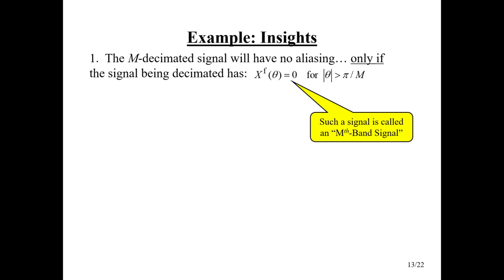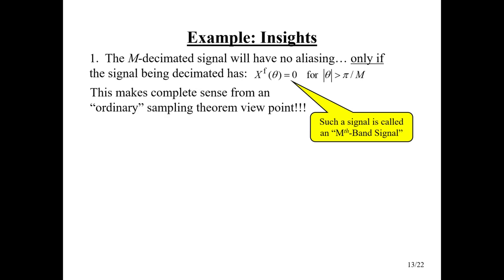I just said it. There will be no aliasing if the signal that we are decimating has a spectrum that's 0 outside of minus pi over m up to pi over m. And we just have a special name for those signals. They're called mth band signals. You can't really have one in the real world, but we could have an approximately mth band signal, something like that.